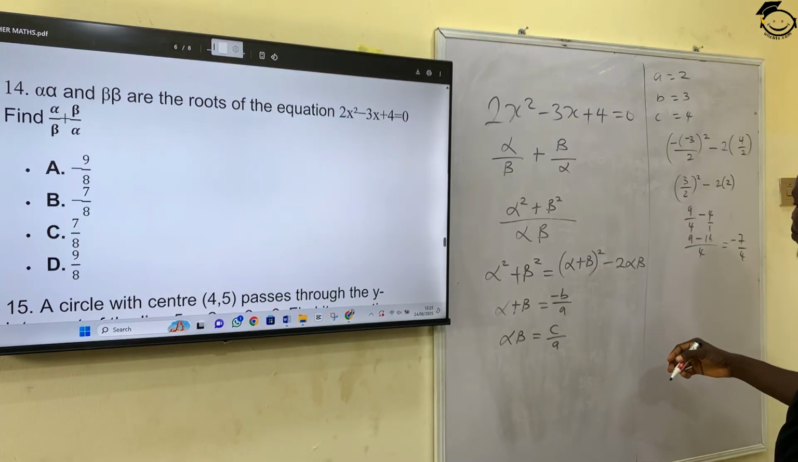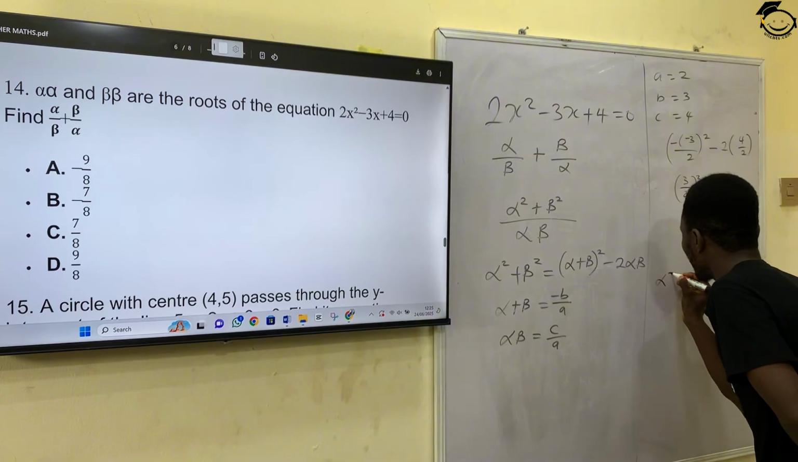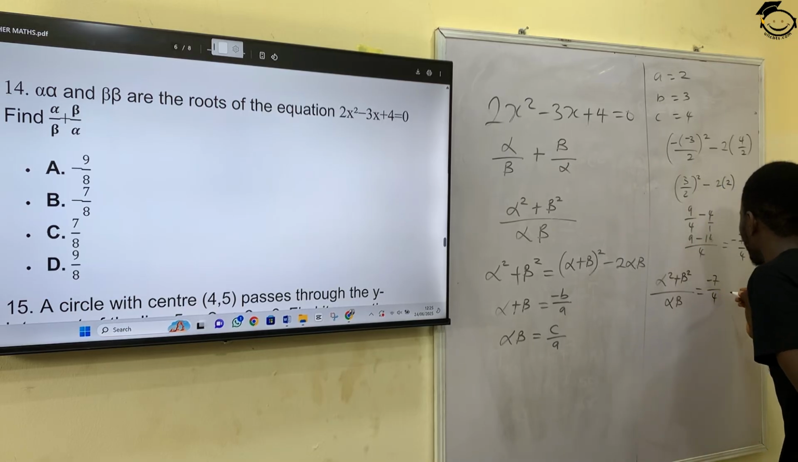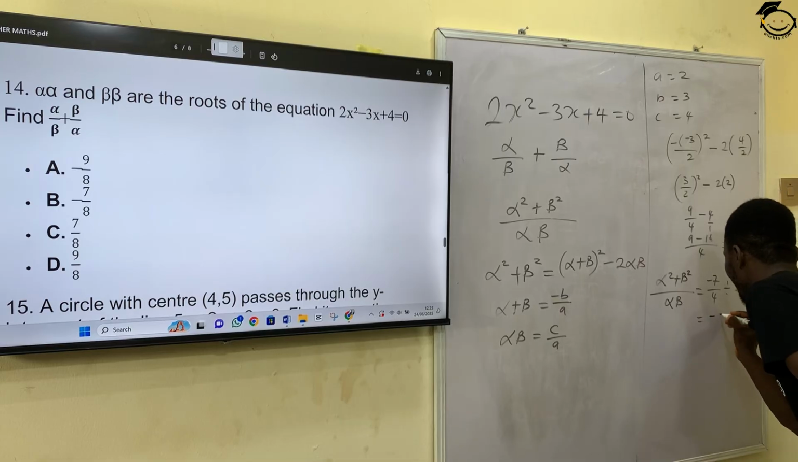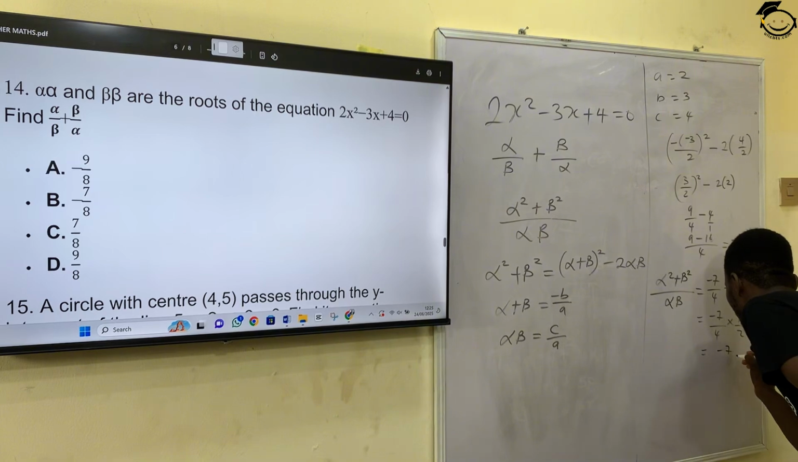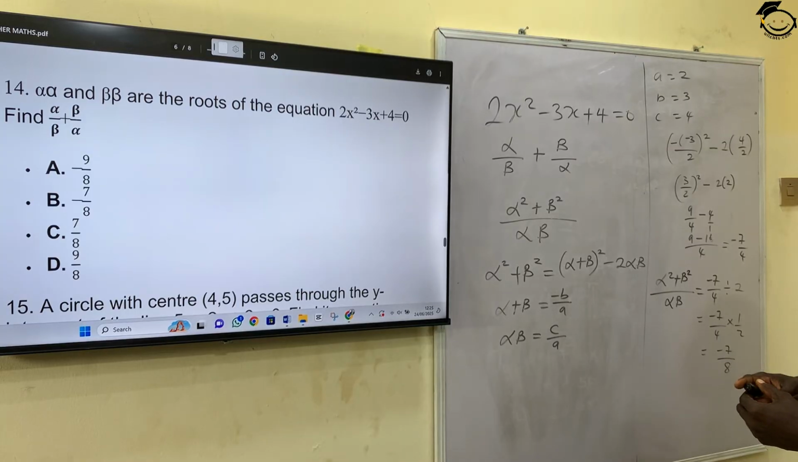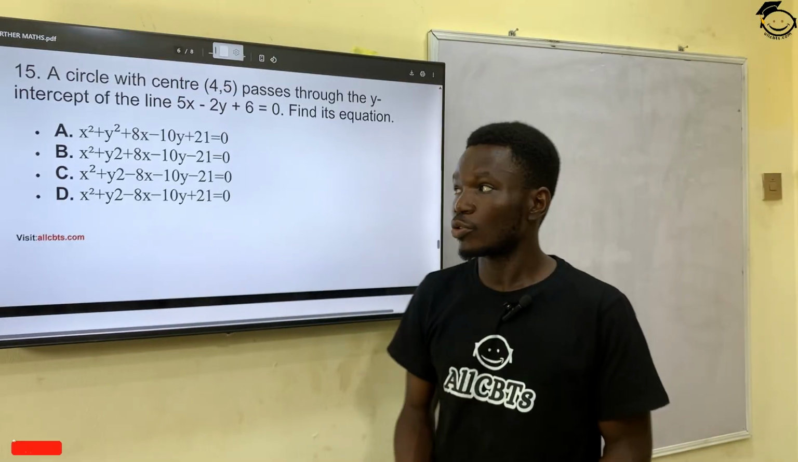But I've not gotten my αβ, which I will use to divide this. So my α² plus β² over my αβ is going to give me minus 7 over 4 divided by my αβ, which is 2. So that will give me minus 7 over 4 times 1 over 2, and that will give me minus 7 over 8 as my α over β plus β over α, and that will give me option B. That is also question number 15.